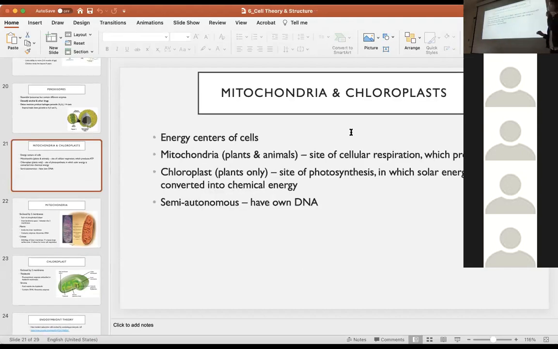So these are the energy centers of cells. Mitochondria are in plants and animals. So they're in pretty much every eukaryotic cell you can think of. You don't have to know what cellular respiration is right now, but just know that that's what produces ATP. You'll learn all about it in the next unit, I think. It makes ATP, which is energy. When you see ATP, think that's energy for the cell.